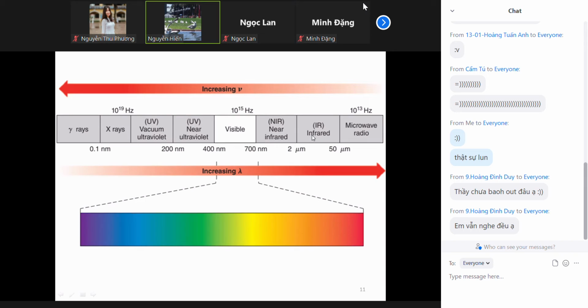And on the very right of this spectrum, you have low energy light, including infrared, microwaves, and radio. From left to right, you have increasing lambda, or the wavelength of the light, and from right to left, you have increasing frequency. So these two factors have a reverse relationship.